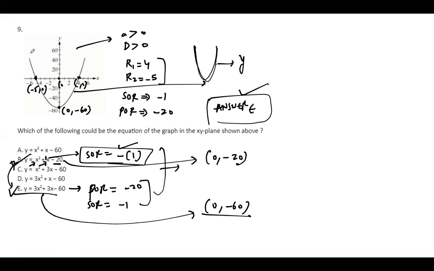Let me just write that down in corrections. Option E. Answer is E. Very good. Yeah, I just saw this minus 20 and I didn't do this thing for this. Very good.